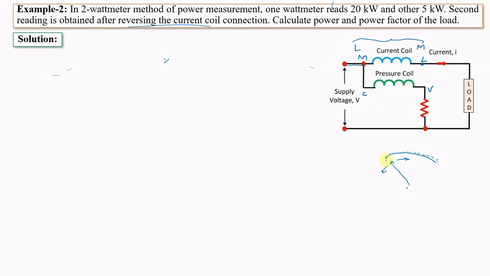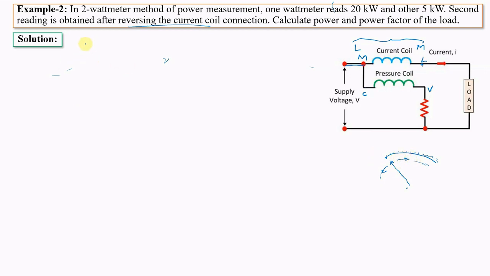In this case, if we further read the instrument data, then we will see the pointer is moving in the forward direction. But this data is obtained after reversing the current coil connection. That means actually the reading is here, but this reading is read from this side. So this reading will be considered as a negative.